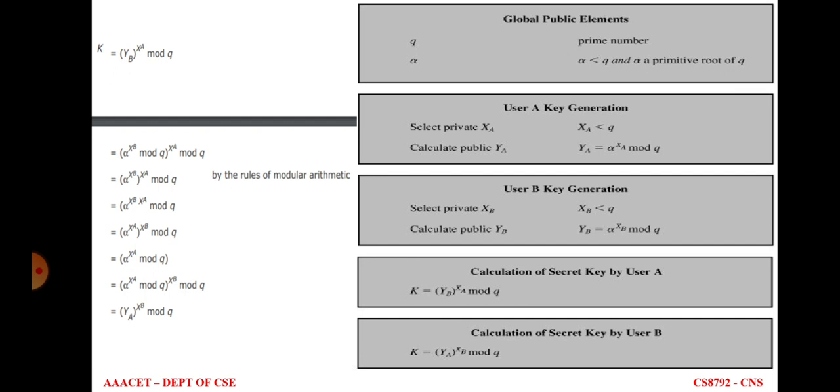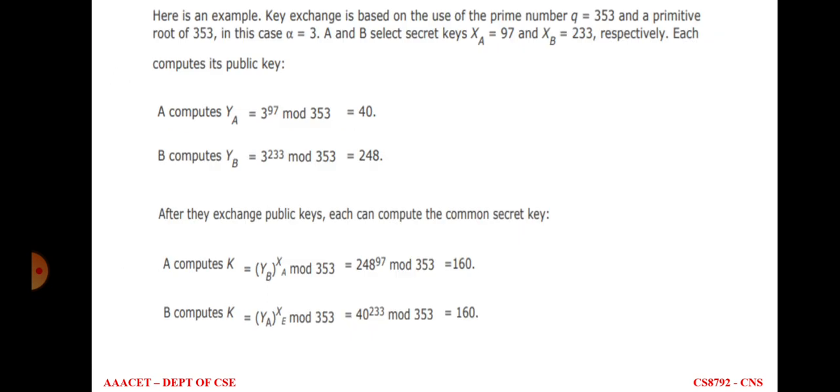So we started with the key value of user A and ended with the key value of user B. This is also possible in the reverse process: we can start with the user B key value and end with the user A key value. So this is the algorithm of Diffie-Hellman.